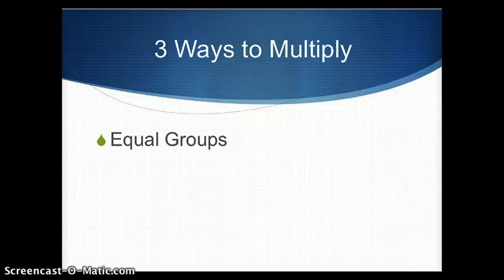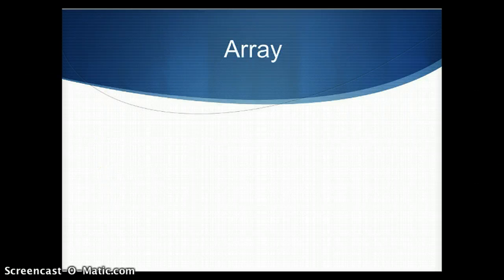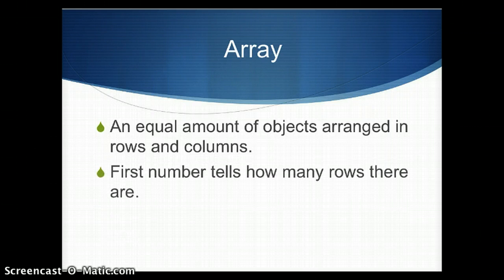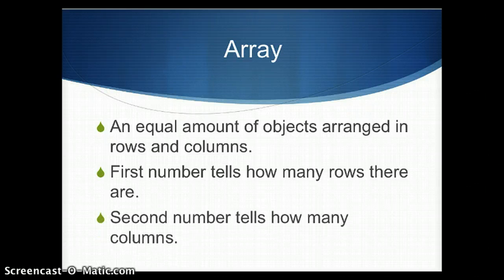Next, let's look at arrays. An array is an equal amount of objects arranged in rows and columns. Like equal groups, there are 2 important things to remember when working with arrays. The first number tells you how many rows there are, and the second number tells you how many columns. Let's take a look at an example of an array.